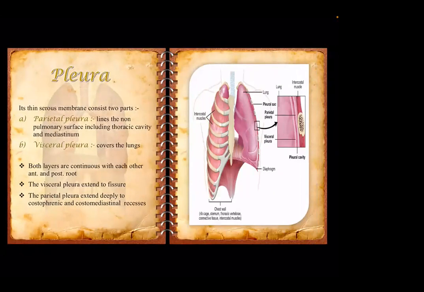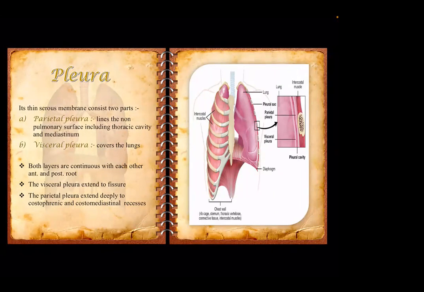The second part of this lecture is the pleura. A thin serous membrane consisting of two parts, parietal pleura and visceral pleura. Parietal pleura lines the non-pulmonary surface and includes the thoracic cavity and mediastinum. Visceral pleura covers the lungs. Both layers are continuous with each other at the anterior and posterior root.